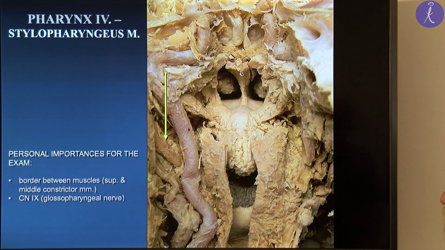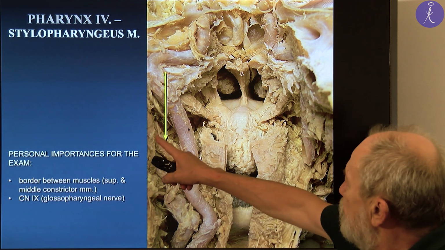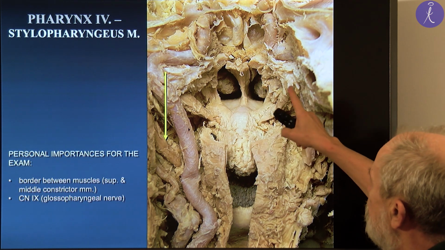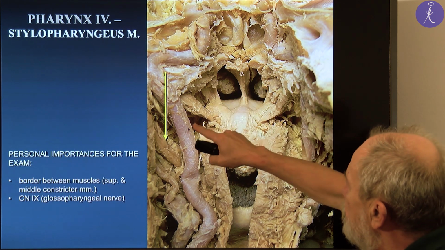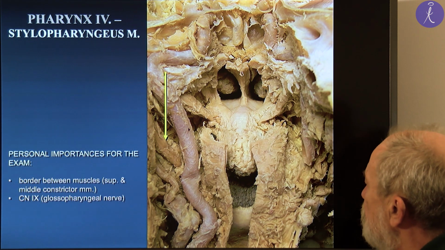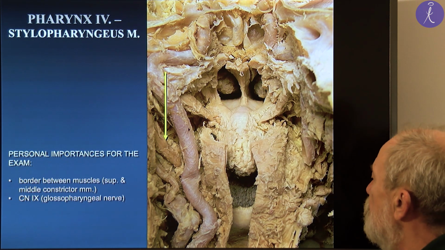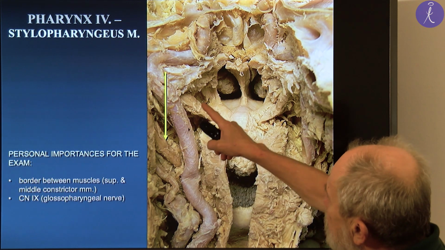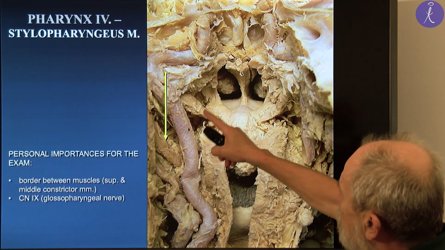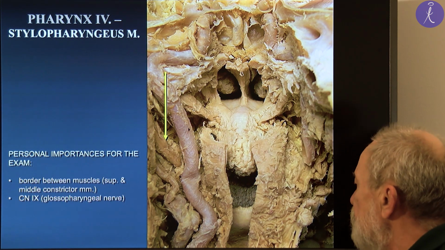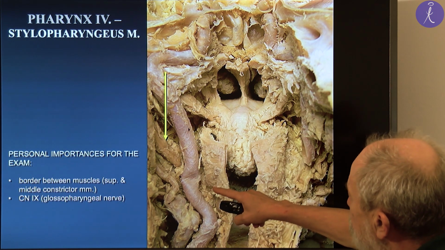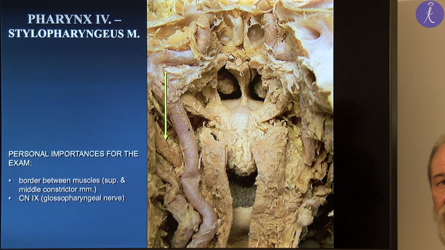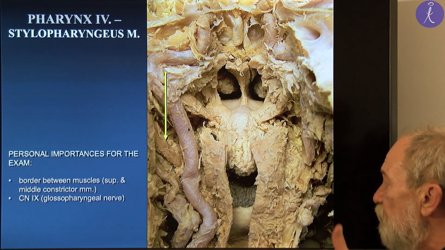In two aspects. One, following it, don't forget that that was the previous level we discussed before. This is the soft palate with the levator and tensor palatini muscle, and that is the inferior concha within the nasal cavity. So going a little bit down, there is a muscle having almost the same orientation as the levator. And when you trace it down, you can easily find the border between the superior and middle constrictor muscles of the pharynx. This is one importance.